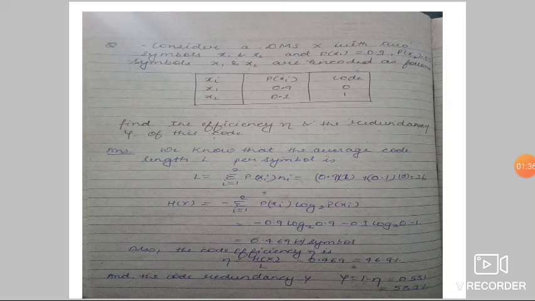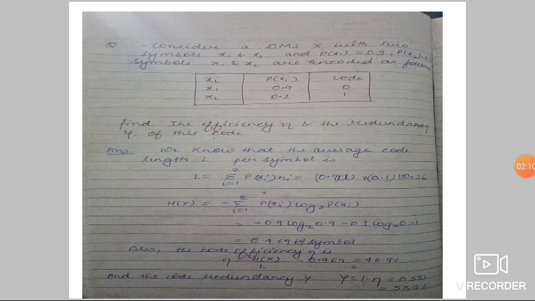Also the code efficiency formula is H(X) divided by L. So our H(X) is 0.469 bits per symbol divided by 1 bit. So we will get 0.469, and if we multiply it by 100 we will get it in percentage, 46.9%. And the code redundancy formula is 1 minus eta. So it will come out as 0.531, which multiplied by 100 gives 53.1%.